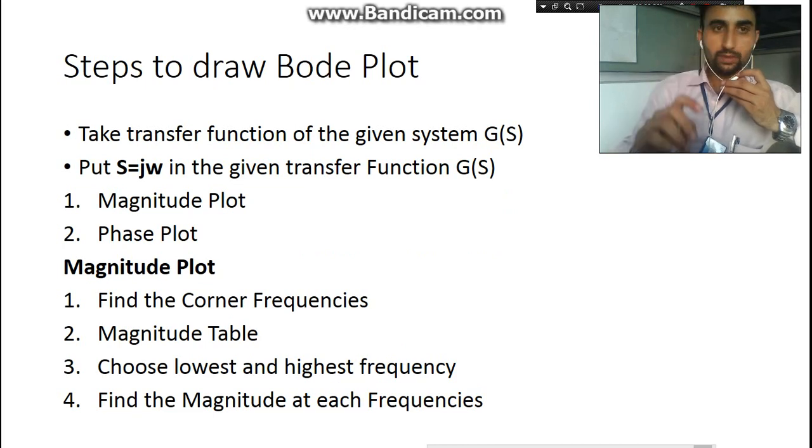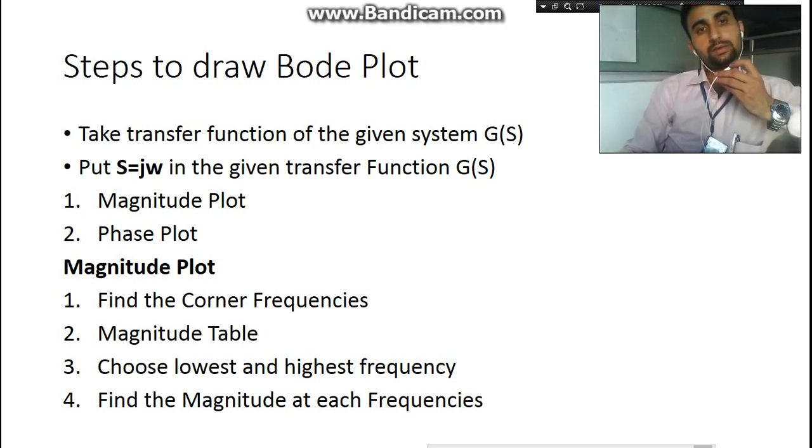First we'll see the steps to draw a Bode plot, I mean how we can draw the Bode plot, a very easy way. So let us have a short look. First of all, we'll take the transfer function G(s), and similar to the polar plot, I will put s equal to j omega in the given transfer function.